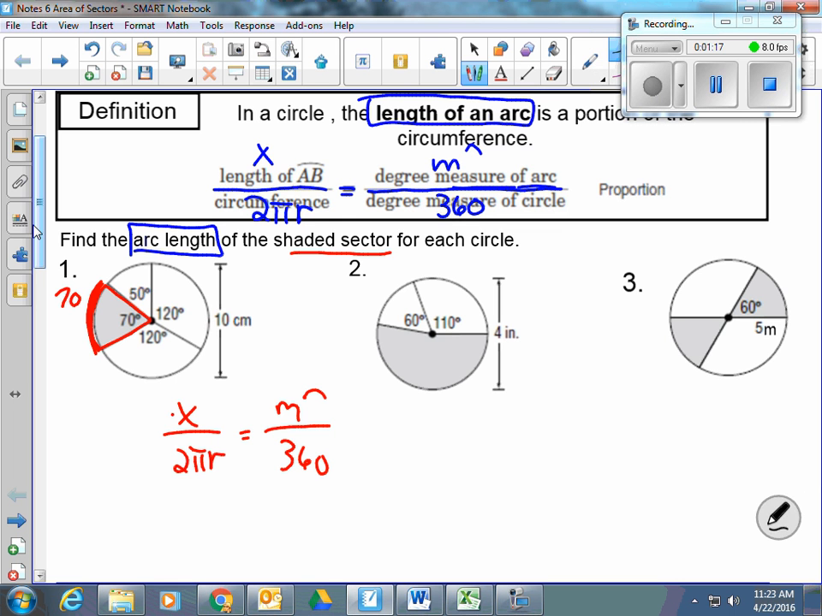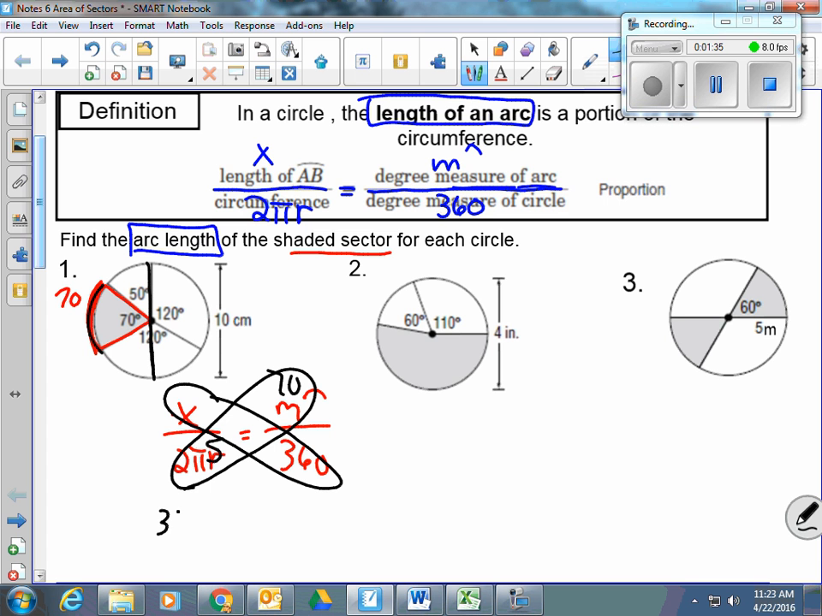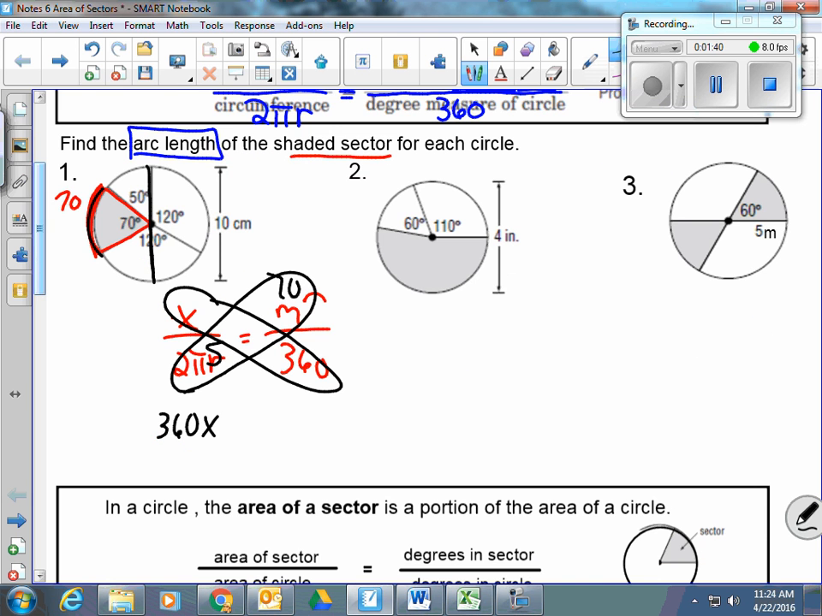So somebody tell me what's my radius? 5, right? Because if my diameter is 10, then my radius is going to be 5. And what's the measure of the arc that I want? The 70 degrees, right? And then from there, I'm just going to cross multiply. So that gives me 360x. And then somebody tell me what's 2 times pi times 5 times 70. 2199.1, right?